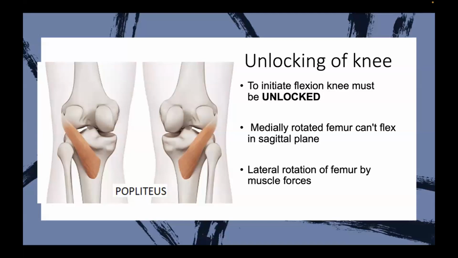So unlocking of the knee. To do flexion, the knee has to be unlocked. So the medially rotated knee can't flex in the sagittal plane. So the lateral rotation of the femur occurs due to the muscle forces, basically the popliteus.